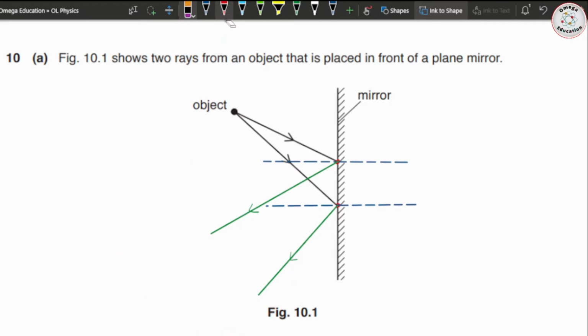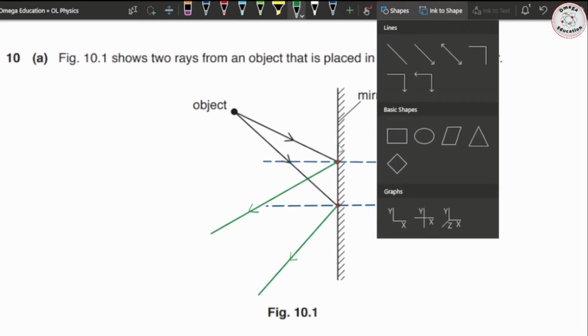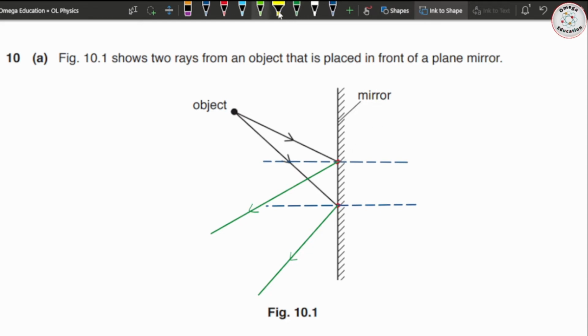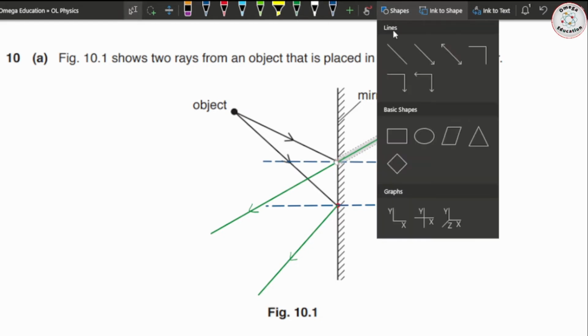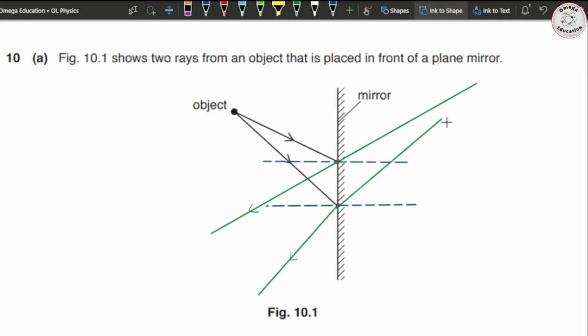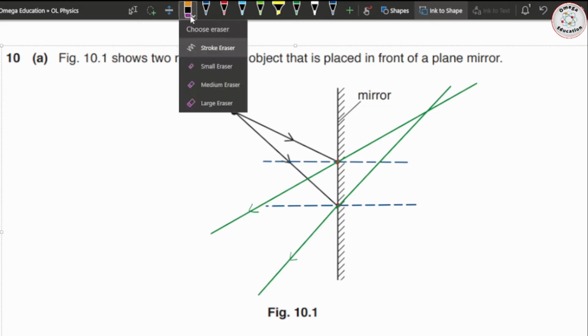So what I can do is I'm going to extend these rays backward. And when we extend these rays, we just make sure that the extended rays are represented by a dotted line. So I'll just draw the lines first, and then we can make them dotted as well. So here's the first one, and then let us draw the second one as well. Yeah, and here's the second one, and let us make these rays dotted.